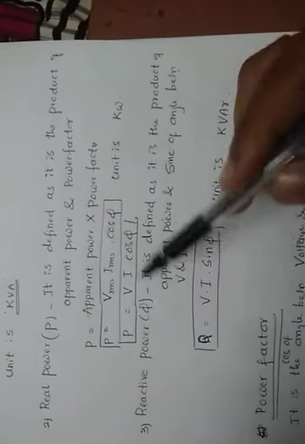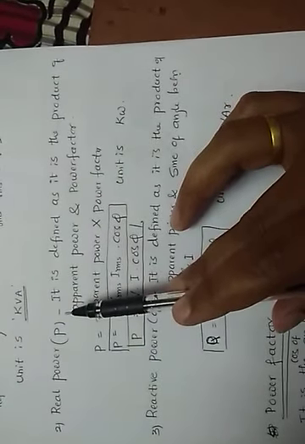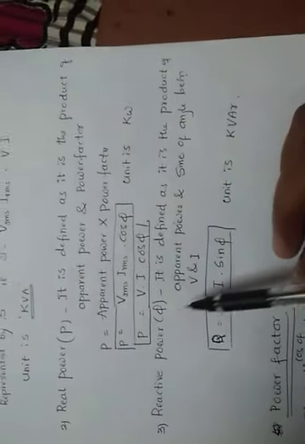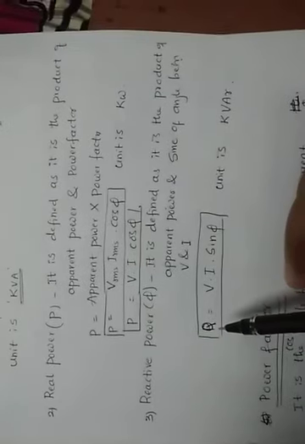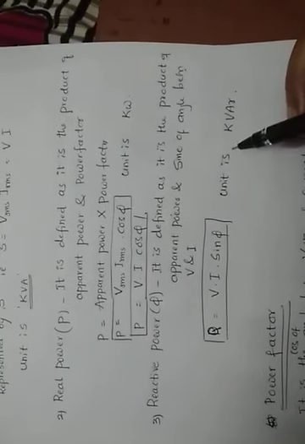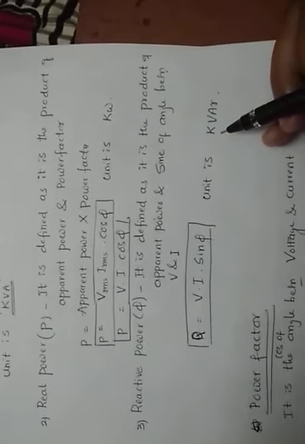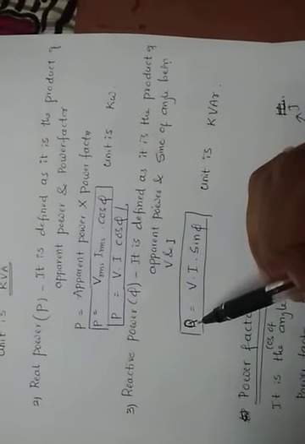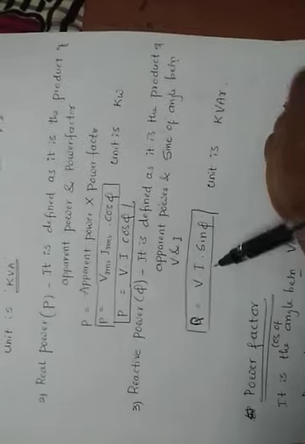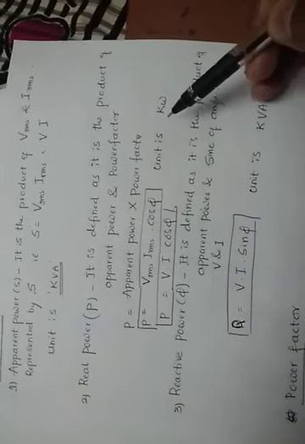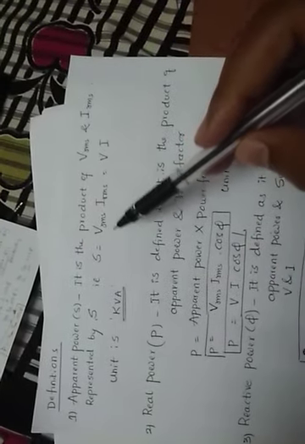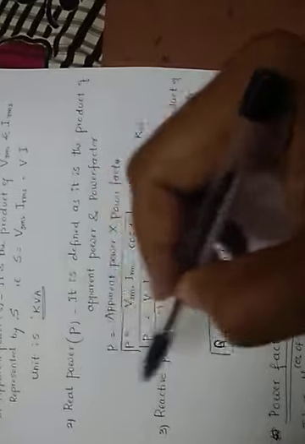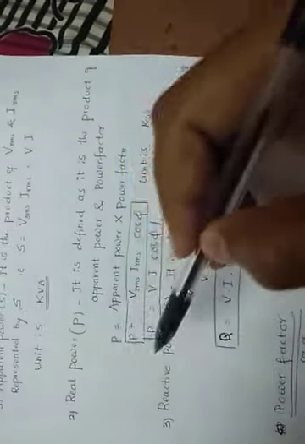That is the difference between reactive power and real power. Real power is the apparent power into cos phi. Reactive power is the apparent power into sine phi, VI sine phi. It is represented by Q, and the unit is kVAR. Real power unit is kilowatt, where P is equal to VI cos phi. Apparent power S is equal to V into I. Most of the time we use these two, real power P and reactive power Q.